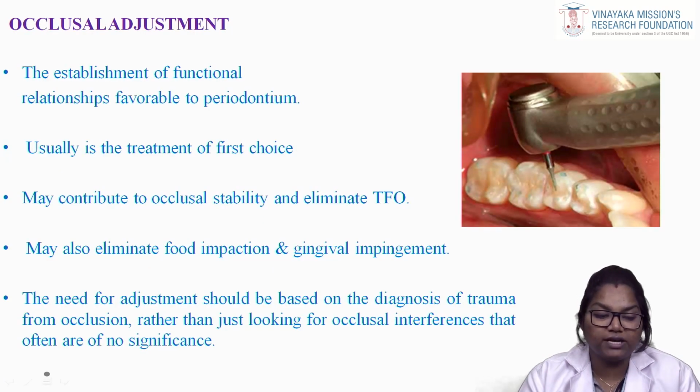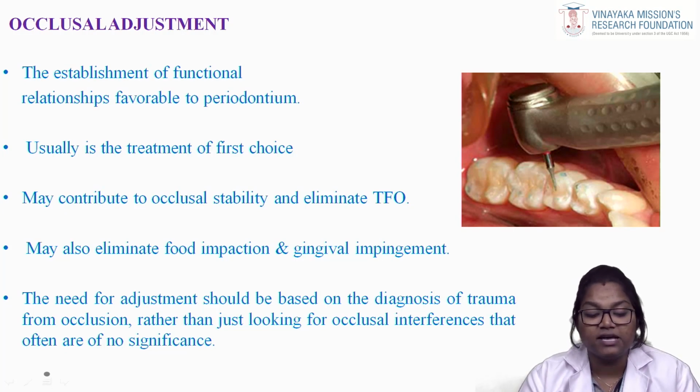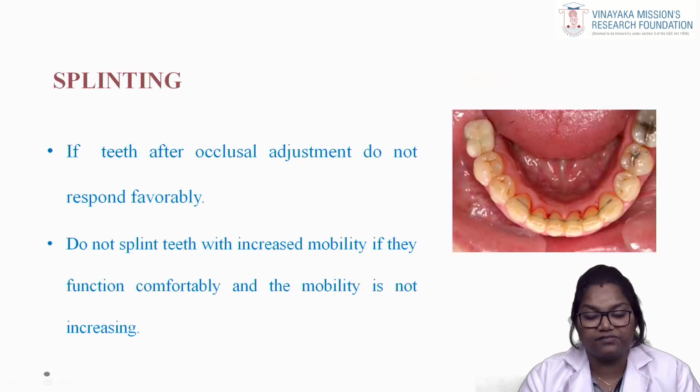So coming to the occlusal adjustment, it is the establishment of the functional relationships favorable to the periodontium. So usually it is the treatment of first choice. It may contribute to occlusal stability and eliminate the TFO. It also eliminates food impaction and gingival impingement. So the need for adjustment should be based on the diagnosis of trauma from occlusion rather than just looking for your occlusal interferences that often are of no significance.